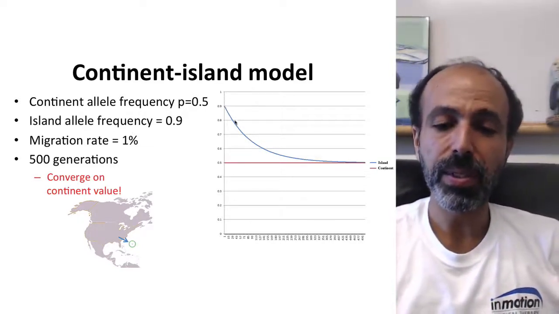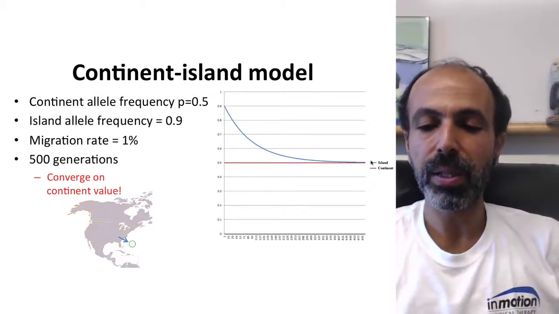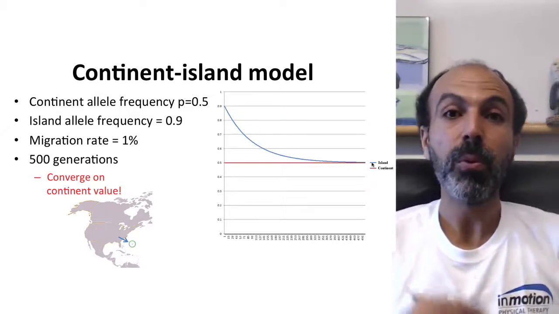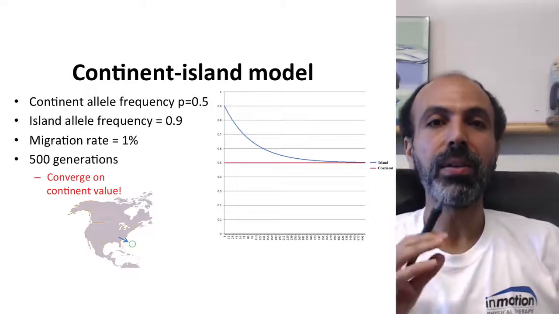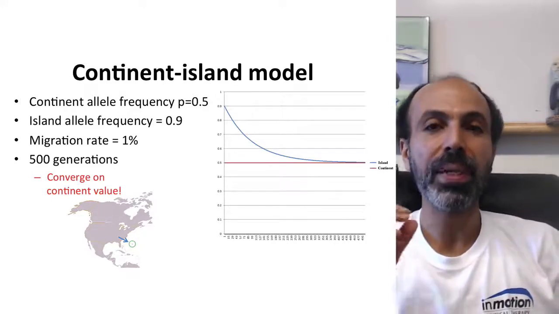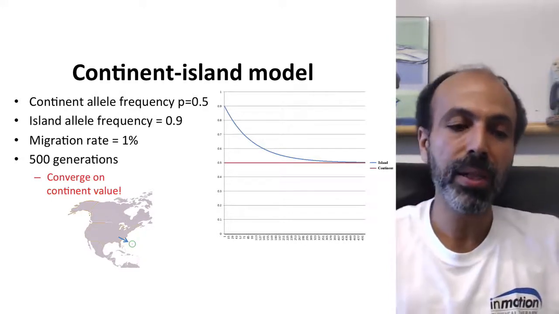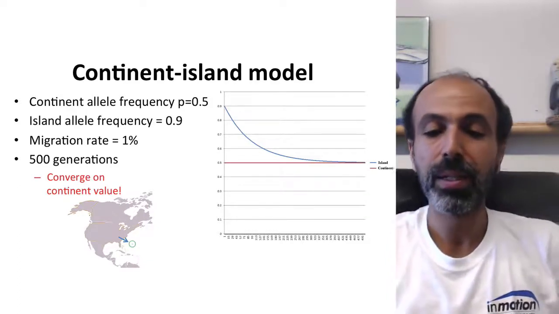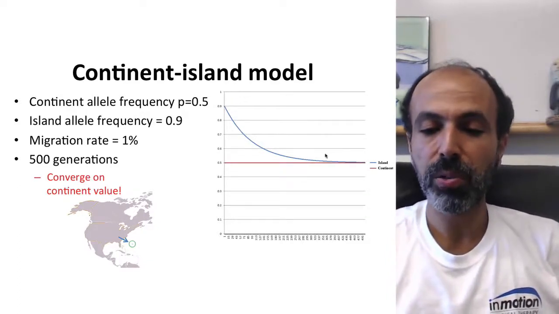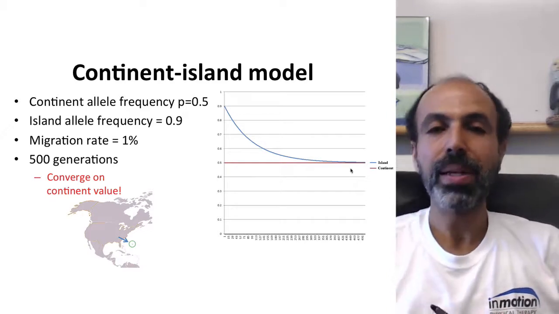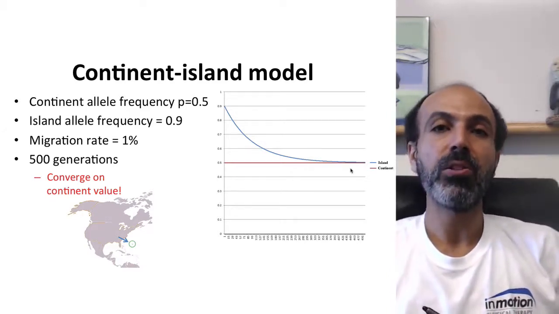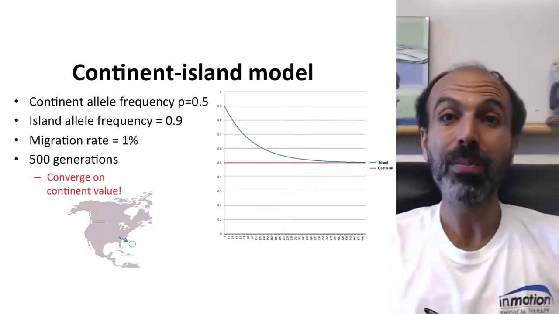Then we see this decay of allele frequency down to the continental value. We're assuming in this case there's an effect of the continent on the island, but the island's effect on the continent is so negligible we don't even have to consider it mathematically. In this case, I've just modeled 500 generations, and by the end, basically the island looks just like the continent in terms of allele frequencies. And this probably happens quite a bit.